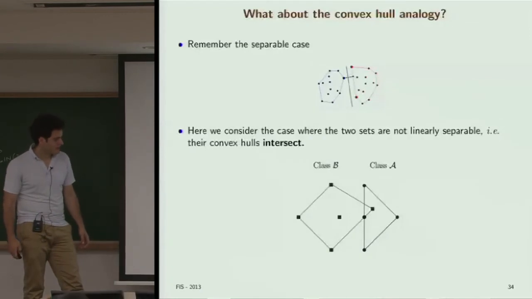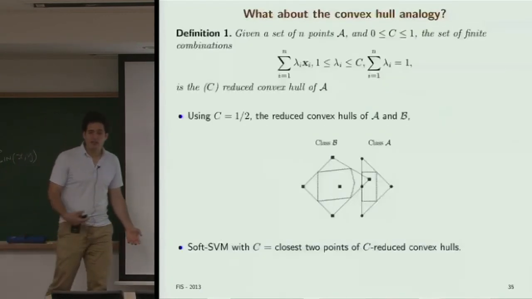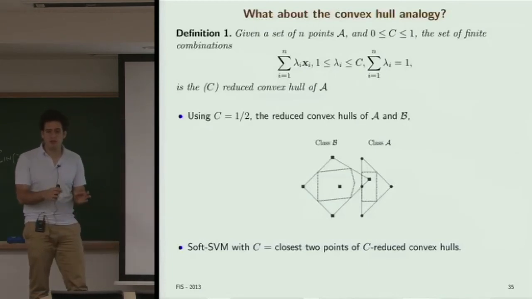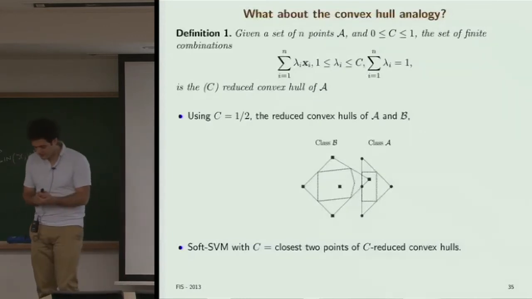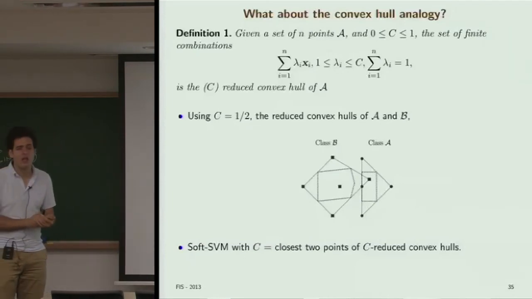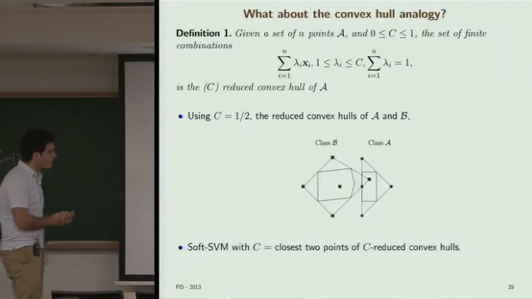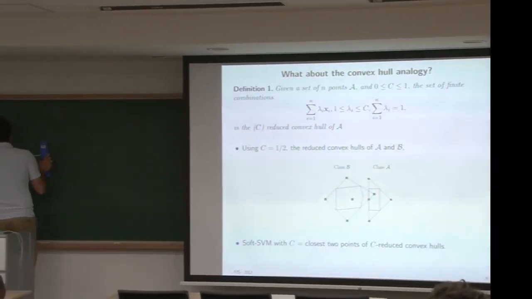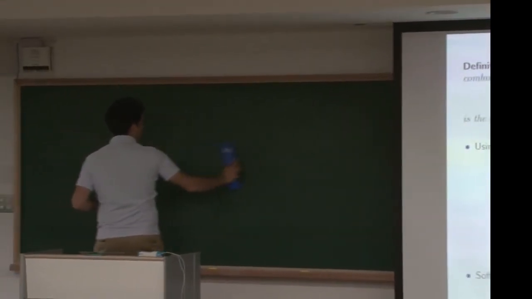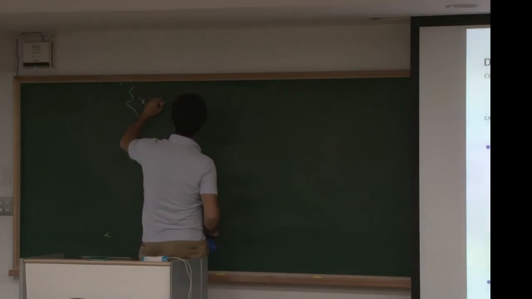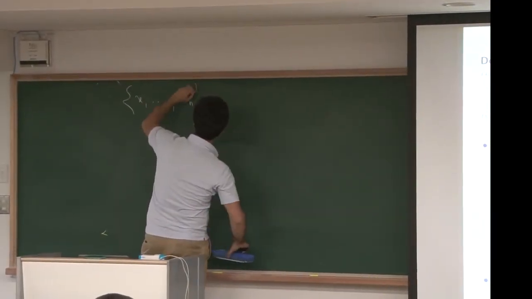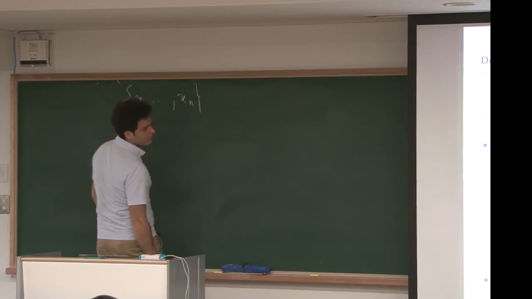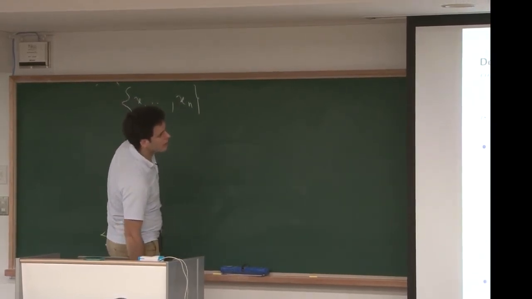In that case, we cannot use the same idea of finding the two points which are the closest, because if the two sets intersect, there's one point which belongs to both and the distance is 0. So what we do instead is that we consider reduced convex hulls. You all know the definition of a convex hull of points. If I have x1, up to xn, and I call this, what did I call it? Okay, I call it A.